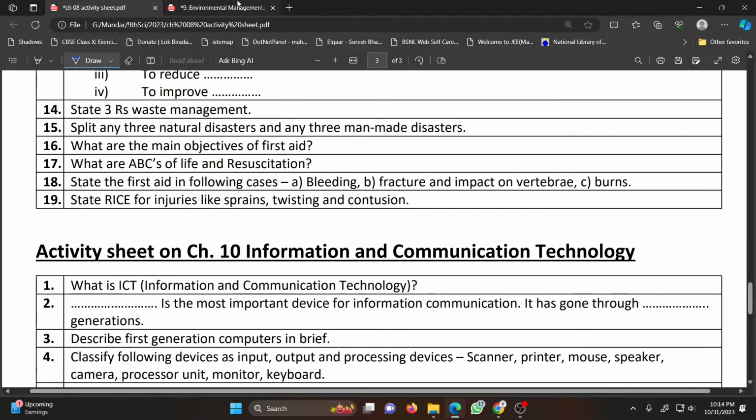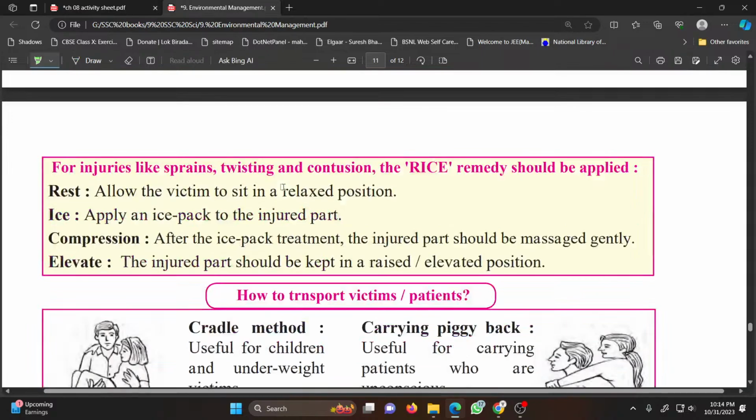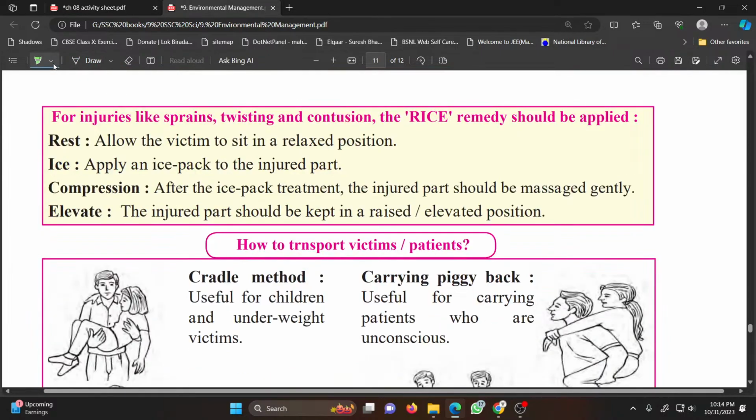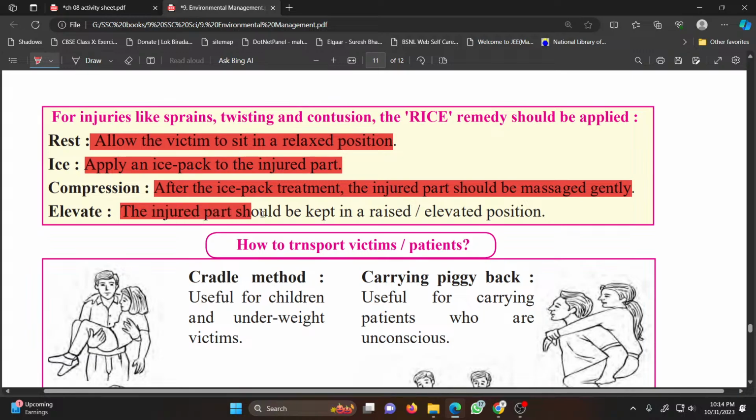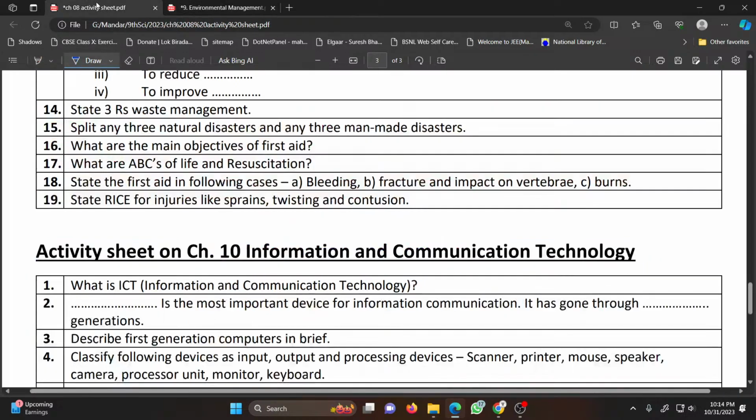What is RICE in injuries like sprain, twisting? RICE: R stands for rest. Allow the victim to sit in a relaxed position. I is ice: apply an ice pack on the injured part. C is compression after the ice pack; the injured part should be massaged gently. And finally, E is elevate the injured part. It should be kept in a raised or elevated position. So this is RICE for sprain, twisting and contusion.